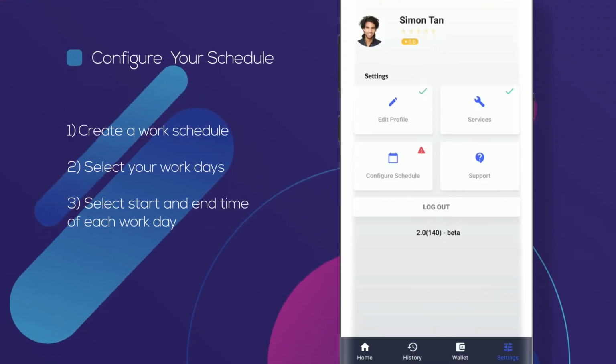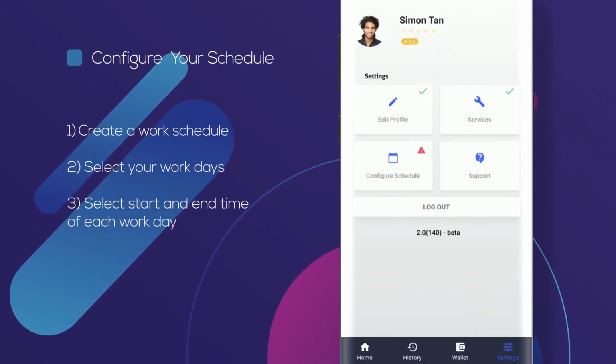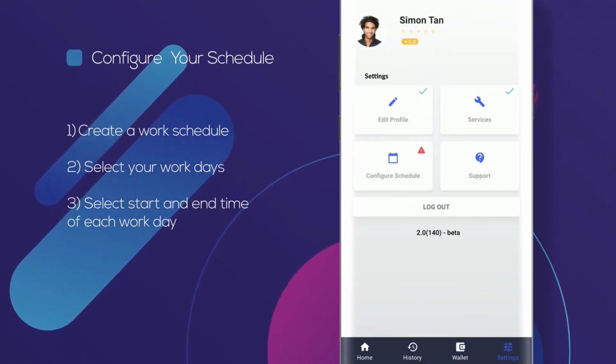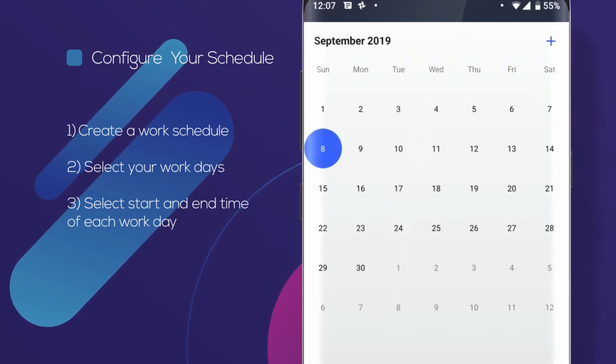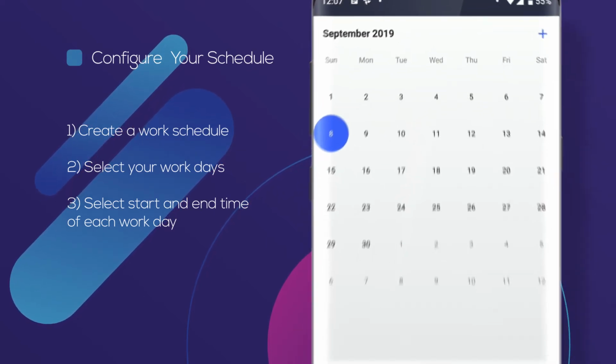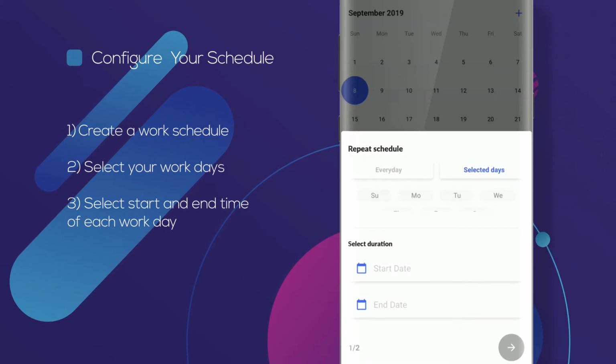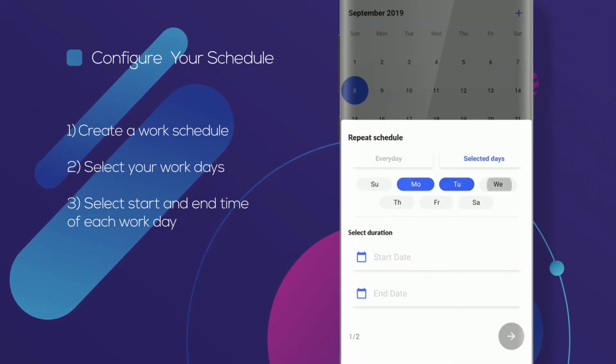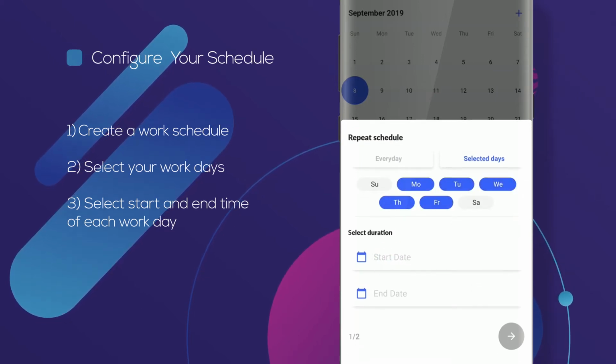This will be followed by configuring your schedule. From the settings screen, tap Configure Schedule. Tap on the plus sign on the top right corner and add your schedule. You may choose to assign your workdays. It could be for every day or just on selected days.